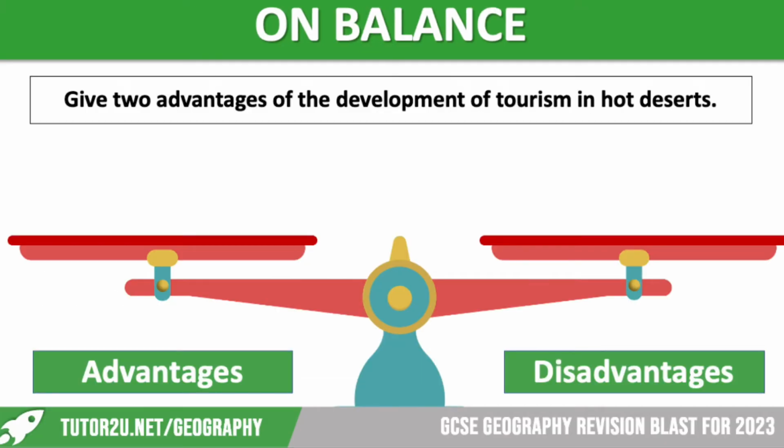Okay, let's move on to our next activity. So we're going to look at an on-balance activity. We want to think about the advantages and disadvantages of developing tourism in hot deserts. Let's have a look at the advantages first. So 2 advantages. You might want to pause the video to give yourselves a little bit more time. Think about maybe the economic benefit of having tourism taking place in these hot desert regions.